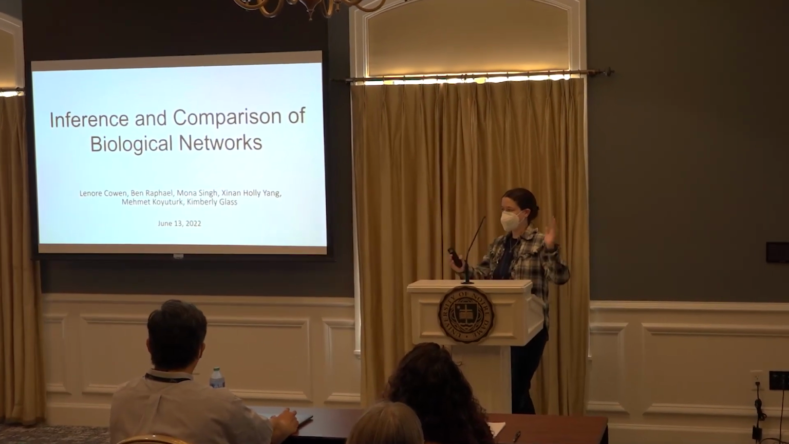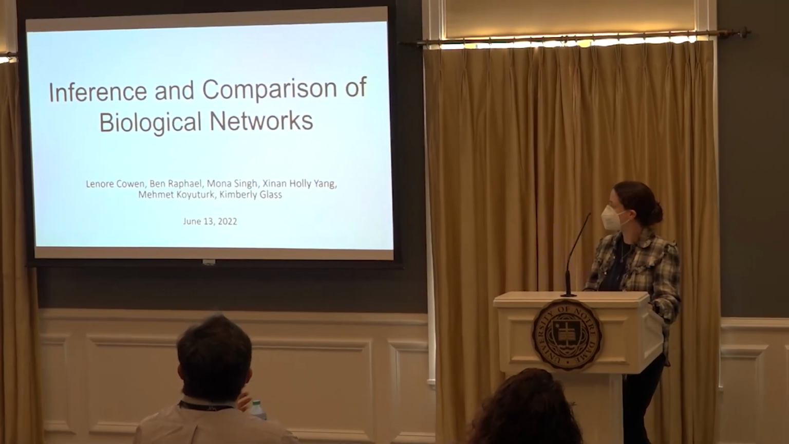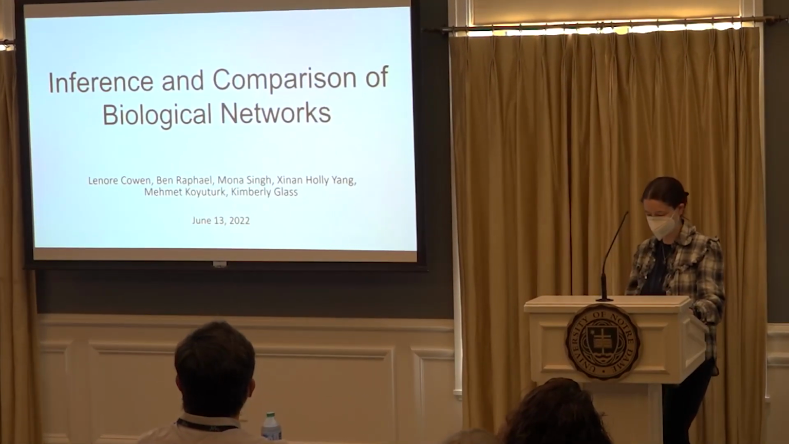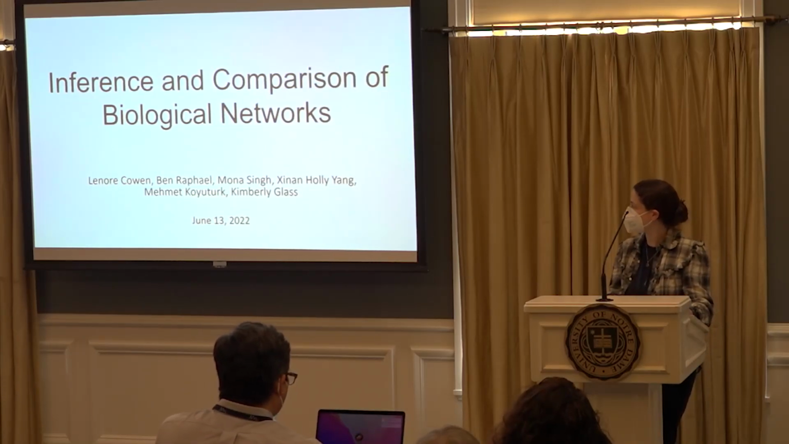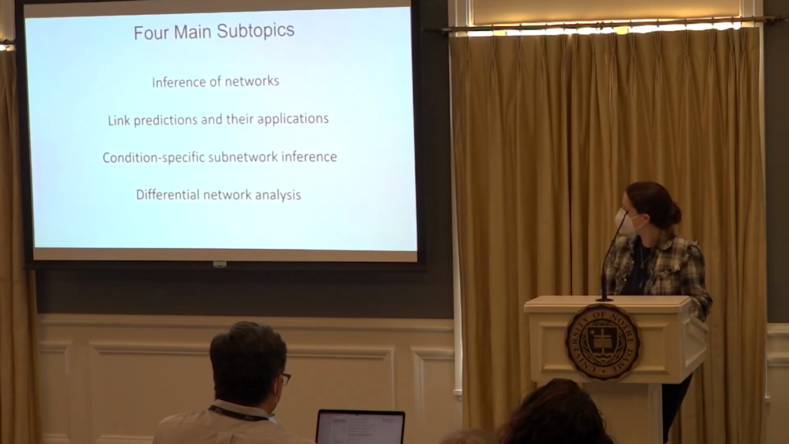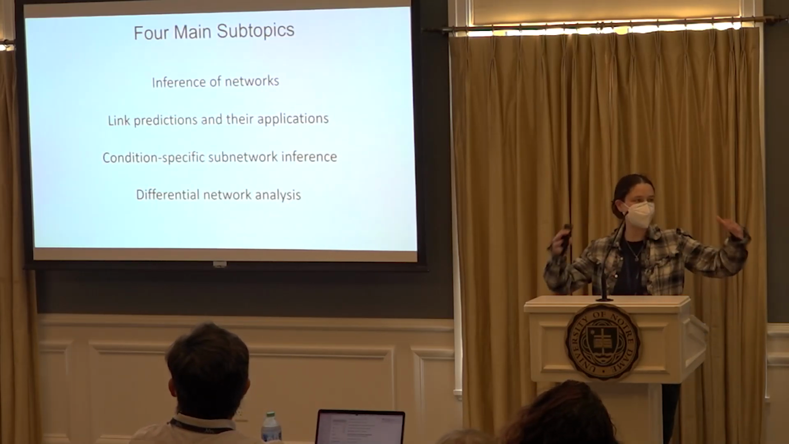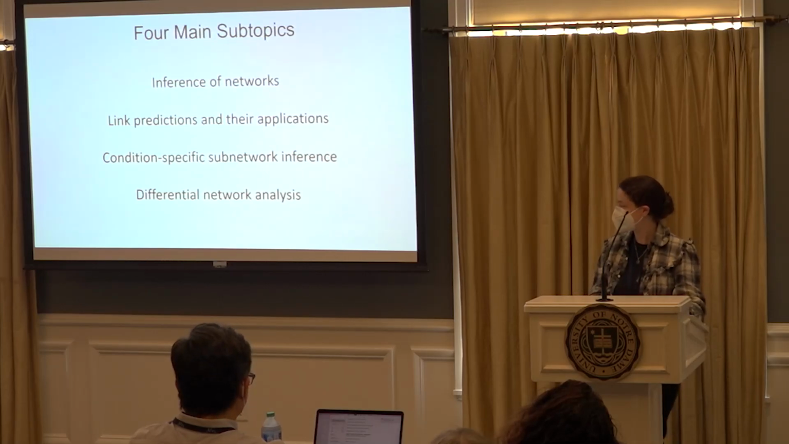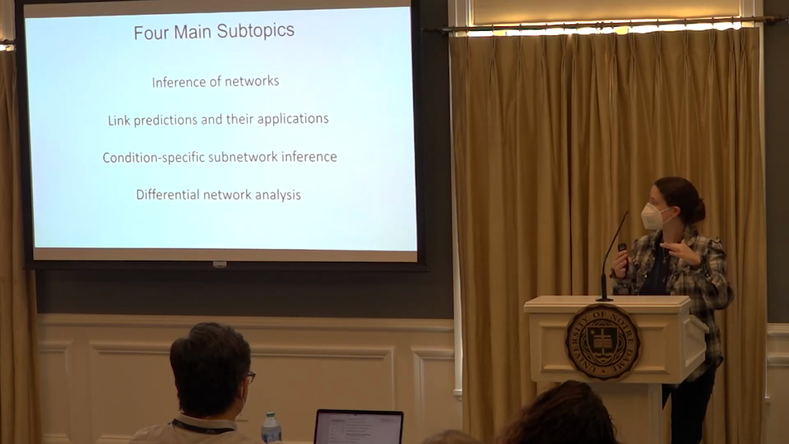This was supposed to be session one, topic one, but we're doing it now. It's inference and comparison of biological networks. And when we were meeting as a group, we settled on four main subtopics within this. So we're going to break this time up into these four main subtopics. They're roughly ordered in a way that we thought was logical. Of course, they all feed into each other.